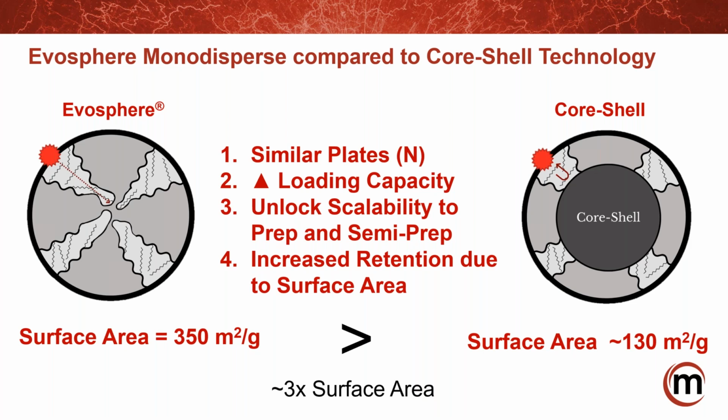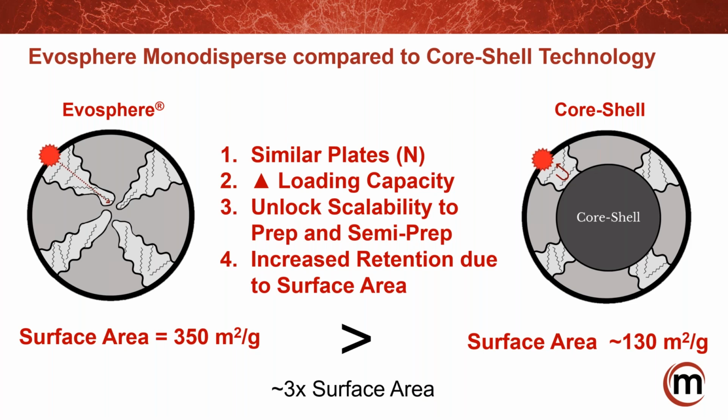But for small molecules, having the higher surface area, having the ability to just get more retention because of the impact of the surface area can be really, really impactful. So with this monodisperse material, with Evosphere, we're getting similar plate counts to what core shell columns are giving. We're giving higher loading capacity because you have more pore volume, accessible surface area, and just pore structure being bigger because it's a fully porous material.